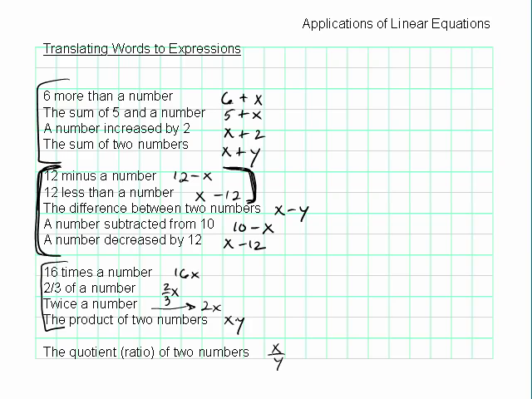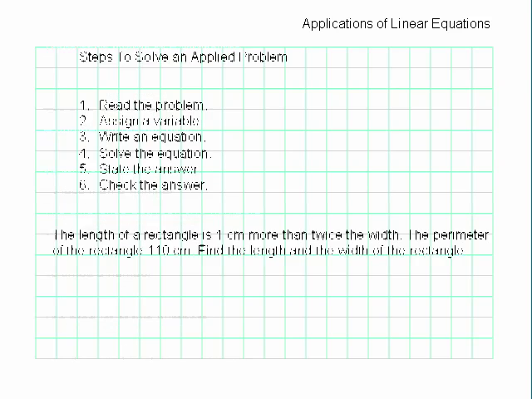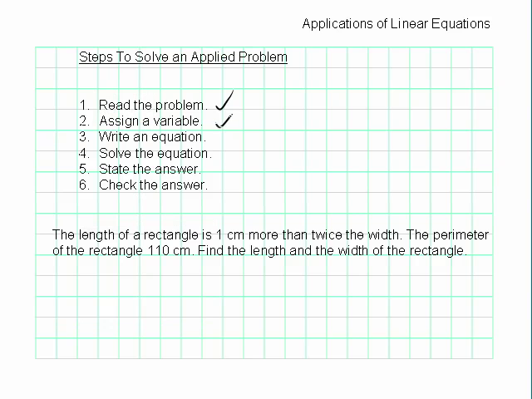Okay, so those are some of the phrases that we're going to come across here. We now know how to write them as a mathematical expression. Now to solve an application problem, we first read the problem, obviously. We then assign a variable that we need. We write an equation for the problem, then solve the equation, and then we write down the answer, and then of course check the answer. Make sure that it makes sense.